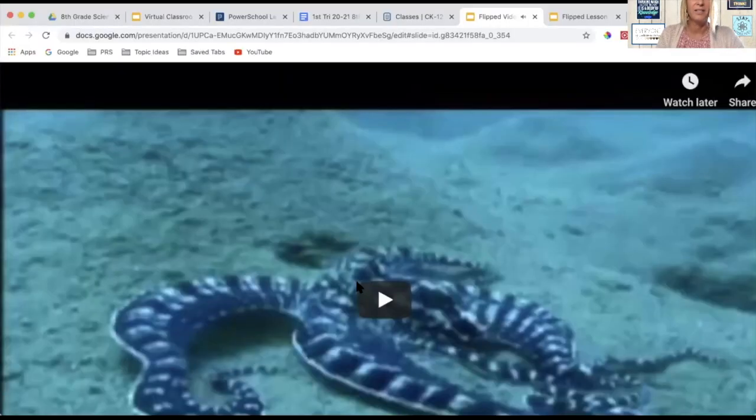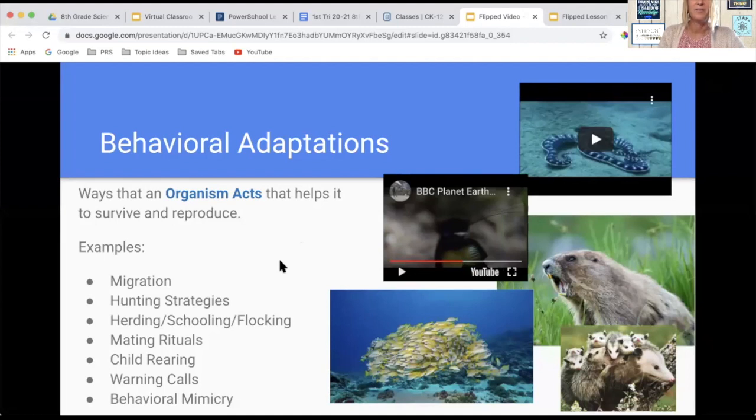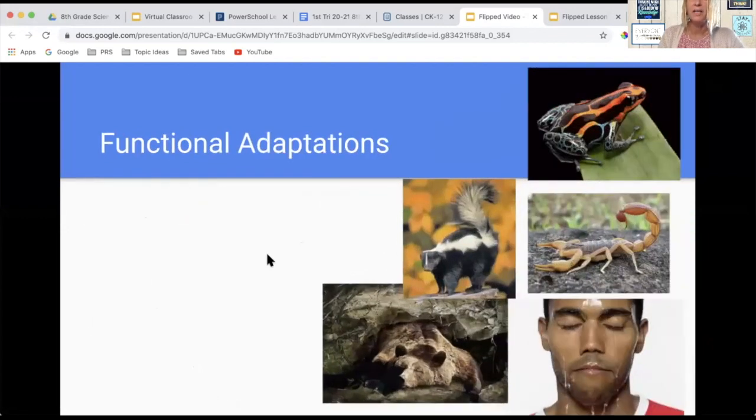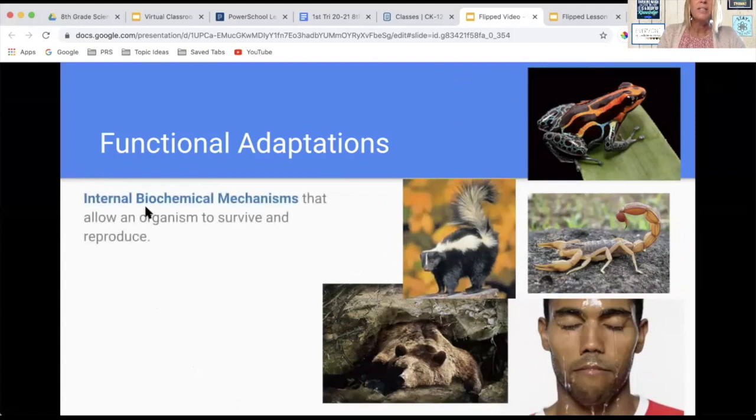Such a great example of a behavioral adaptation. Okay, so our last slide is going to be about functional adaptations, which most students find to be the most difficult of the 3. So let's take a look at some functional adaptations. These are internal biochemical mechanisms that allow an organism to survive and reproduce. So most of the time we're talking about biochemistry here.